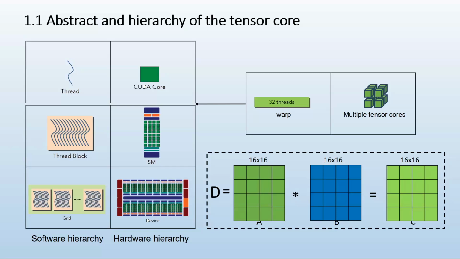But when the tensor core was introduced, we need another layer, which is a warp. A warp contains 32 threads, and each warp will be handled by multiple tensor cores. This warp will provide the processing of a set of 16 by 16 by 16 matrix multiplication operation.